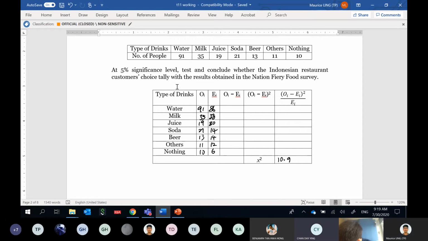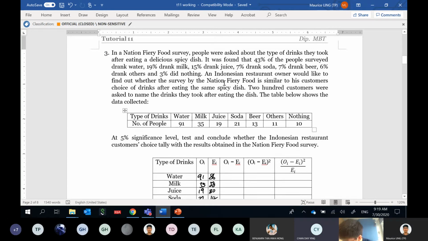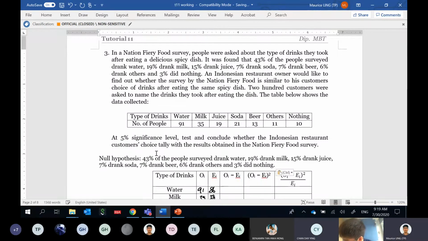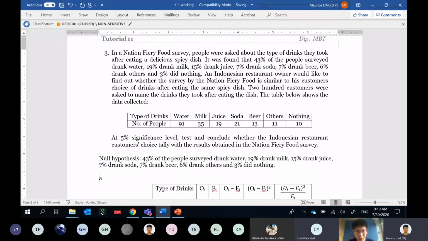The null hypothesis is all your probability. This one, correct. So this is actually the null hypothesis. Okay. So the alternate hypothesis. How are you going to write the alternate hypothesis?